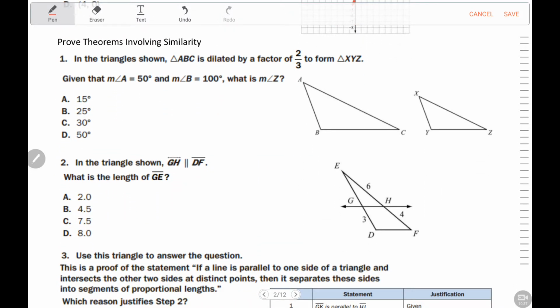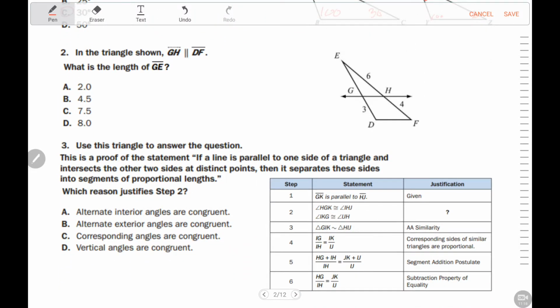Number 1, in the triangle shown, ABC is dilated by a factor of 2/3 to form XYZ. Given that A, start labeling now, is 50, B is 100, what is Z? Okay, if they are dilated, they're still similar, which means they have the same angles. So that's 50, this has to be 50, 100, this would have to be 100, and just double check. A goes with X, B goes with Y. That's 150, this has to be 30, so this has to be 30. So C.